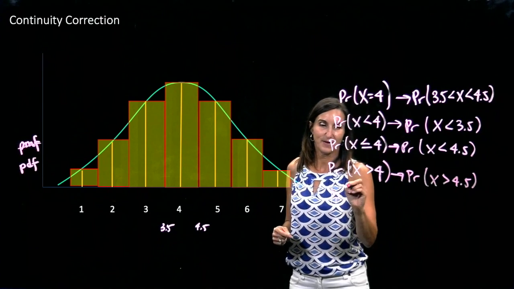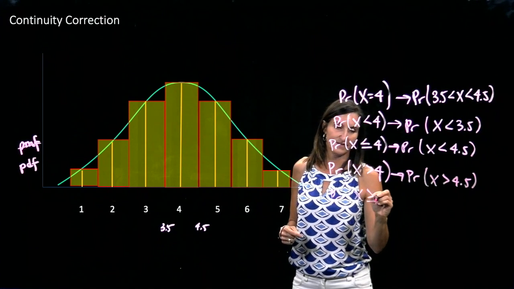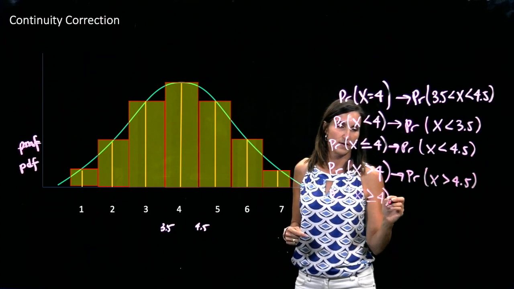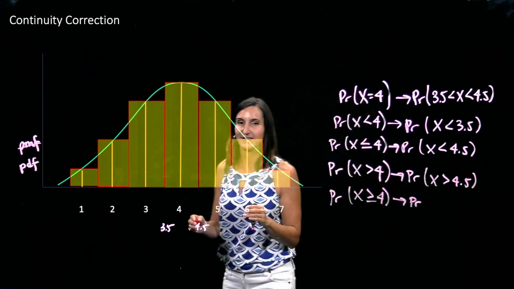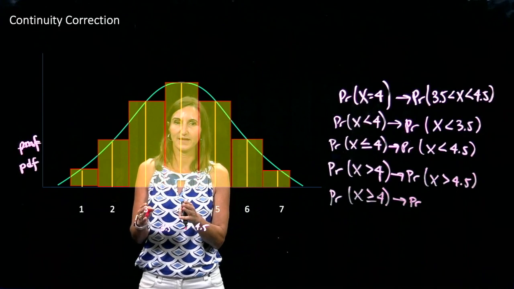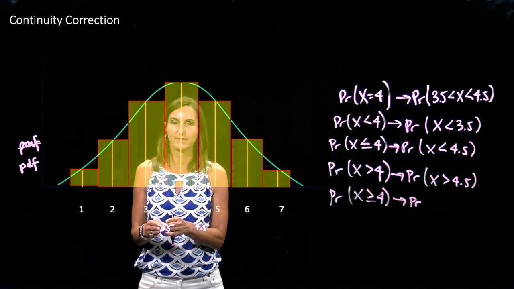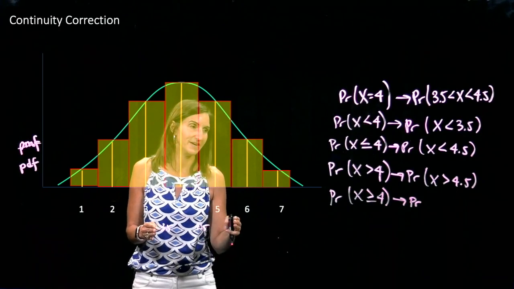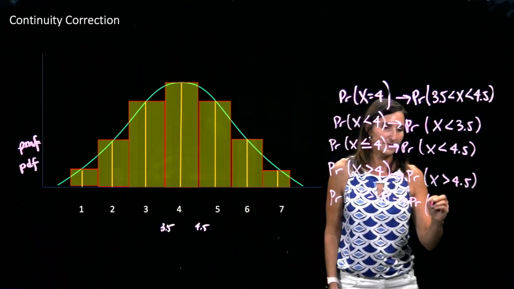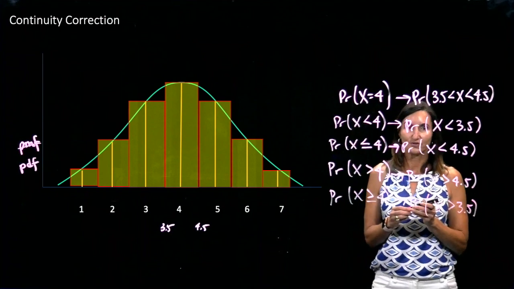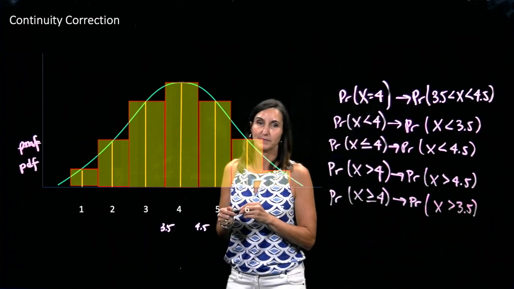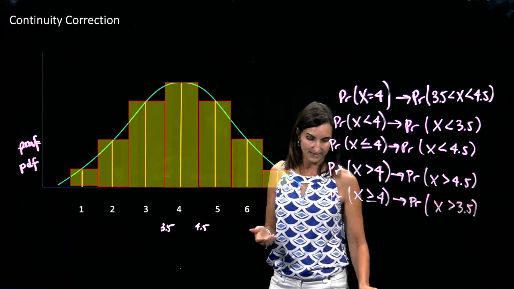Last example, what if we want the probability that x is greater than or equal to 4? Then we're going to find the probability. So here it's equal to 4. Greater than or equal to 4, we have to go down to 3.5 now, anything here and up. So we want to find the probability that x is greater than 3.5. And those are all where we get all those probability rules that I showed on the last slide.